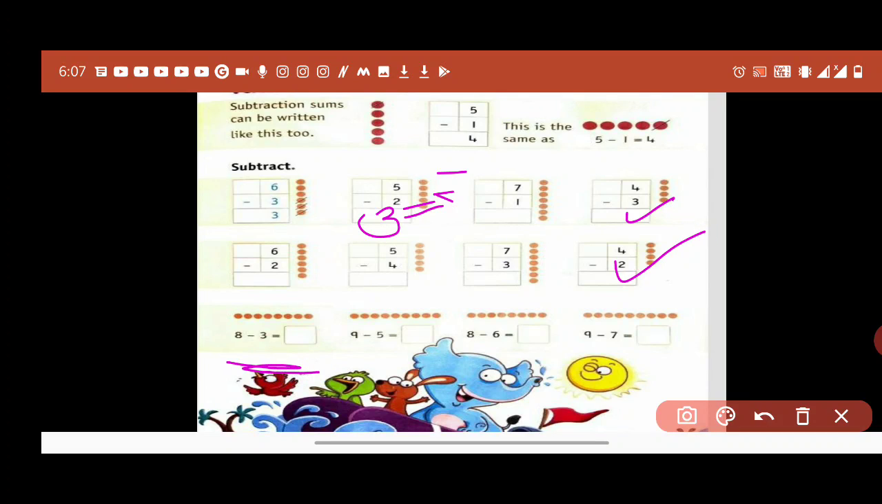Let's try these ones. 8 dots are made here, minus 3. So let's cut 3 dots. 1, 2, 3. How many dots left? Only 5. Write down 5. Children, you can use the dots method or the finger method. Okay, children?